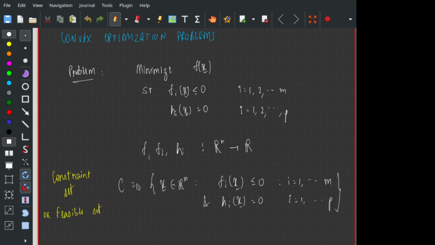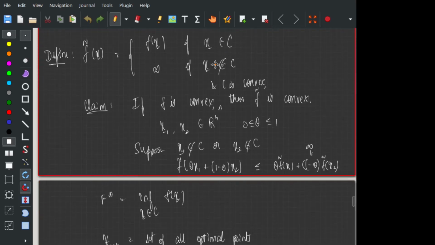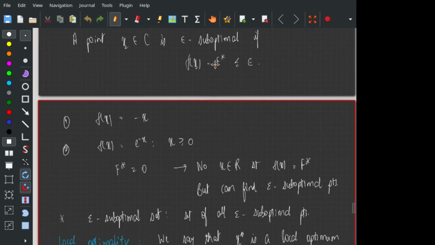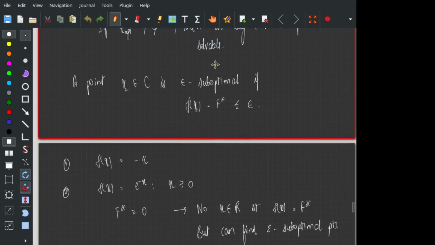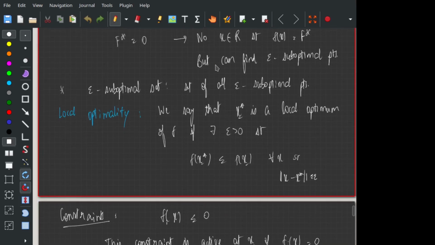And the problem is said to be feasible if the constraint set is non-empty. And it's said to be solvable if there is actually an x which achieves the minimum of this particular function subject to those constraints. So we also defined a bunch of other terms, such as what it means for a point to be epsilon suboptimal, right? And we also defined what a local optimum is.